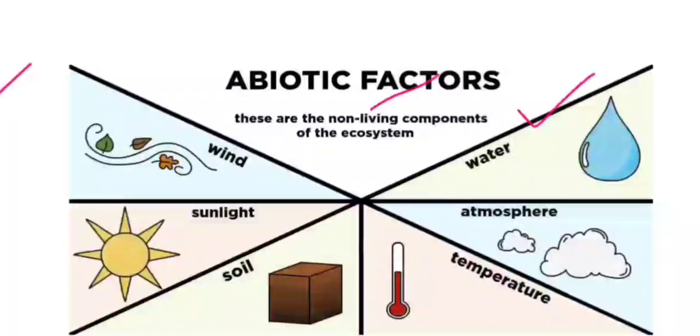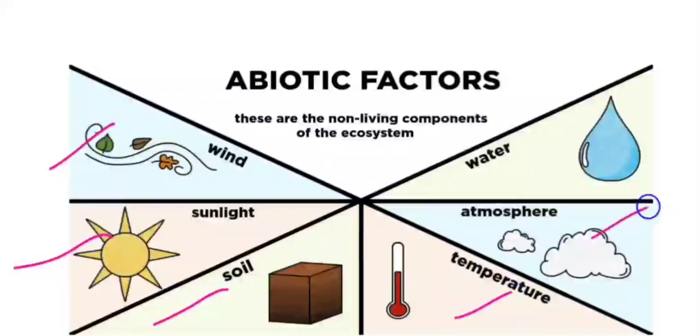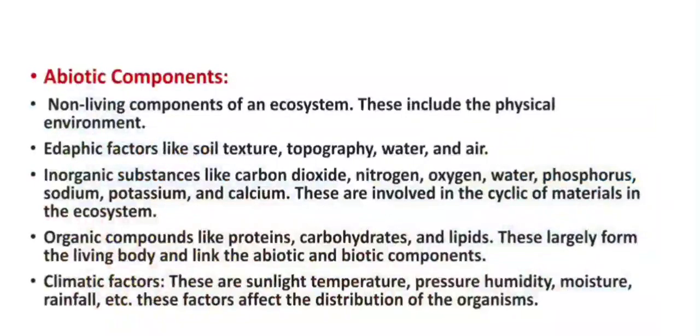Now abiotic factors of the environment are non-living factors, and these are wind, sunlight, soil, temperature, atmosphere and water. Abiotic components of the ecosystem include the physical environment. These include edaphic factors which are related to the soil texture, topography, water and air content of the soil. Then inorganic substances like carbon dioxide, nitrogen, oxygen, water, phosphorus, sodium, potassium and calcium.